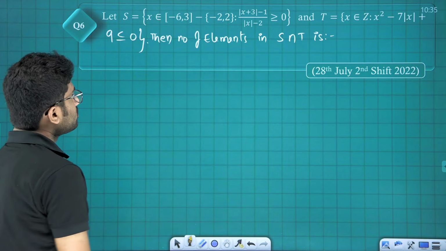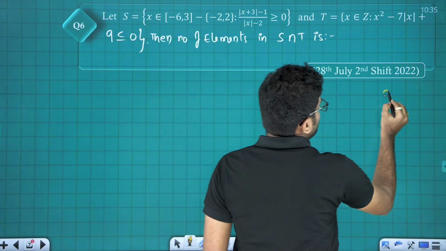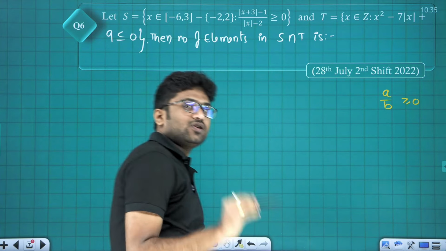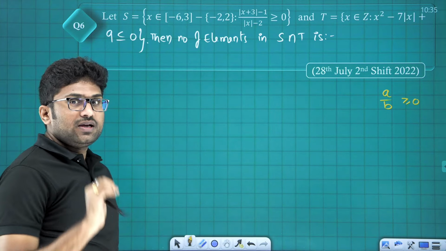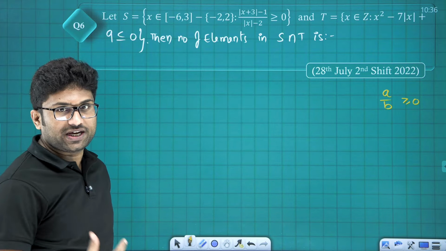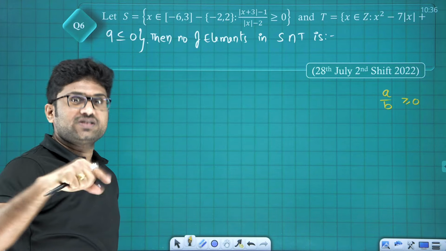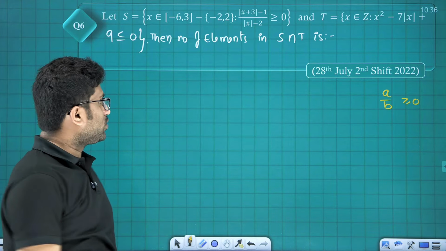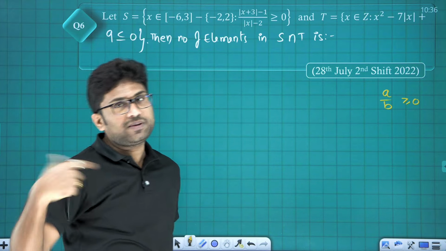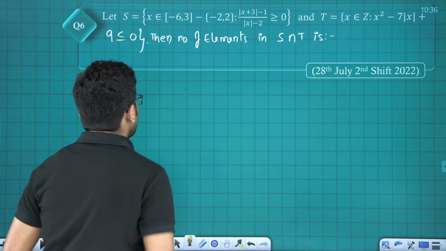If the ratio A by B is positive, friends, it happens only in 2 cases. One case is both positive or both negative, because positive by positive is positive, and negative by negative is again positive. Clear? So both A, B positive or both A, B negative. So we'll split it into 2 cases, friends.